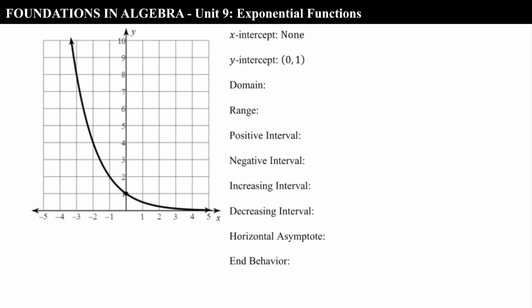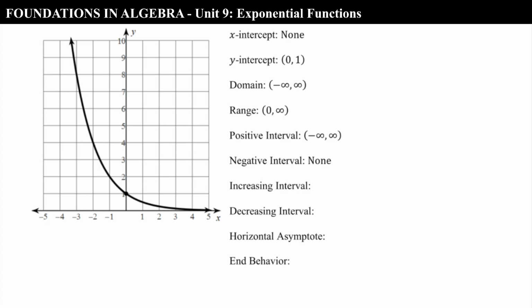Our domain, we have all of our x values, negative infinity to positive infinity. Our range, we start from the bottom, we are approaching 0, and we're going to infinity. So 0 to infinity. Our positive interval, across this entire graph, we are positive, negative infinity to positive infinity. And we never go below the x-axis, so therefore there's no negative interval.